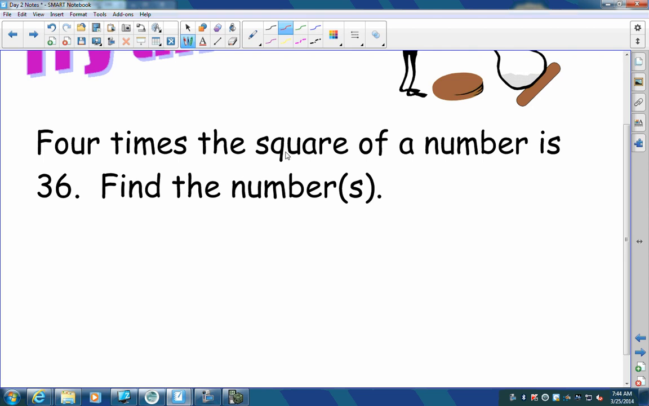Man, let me read some more. Hope y'all do better on the reading EOC than me. Just kidding. Okay. 4 times the square of a number. I don't know what the number is.